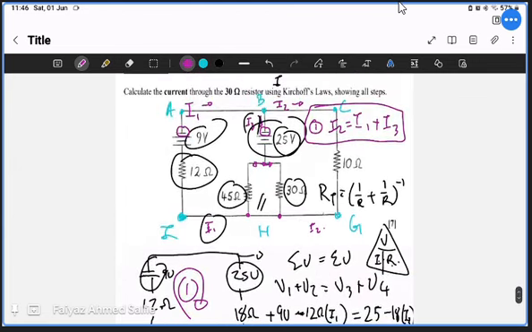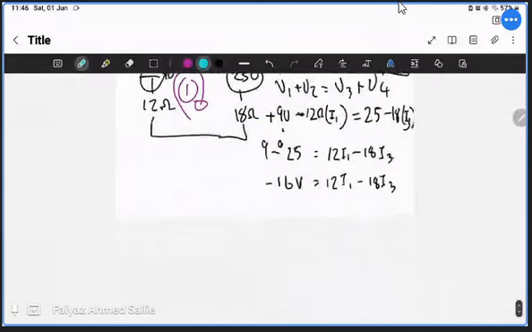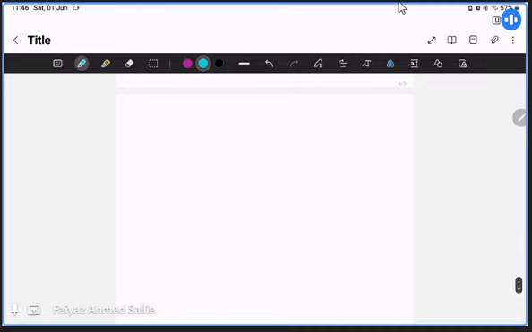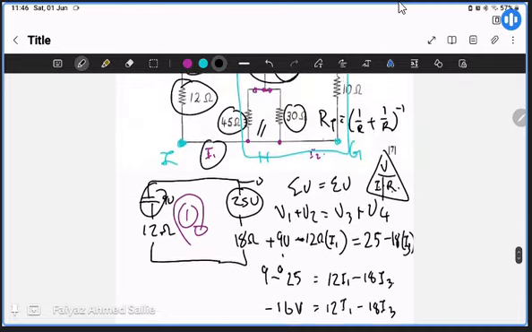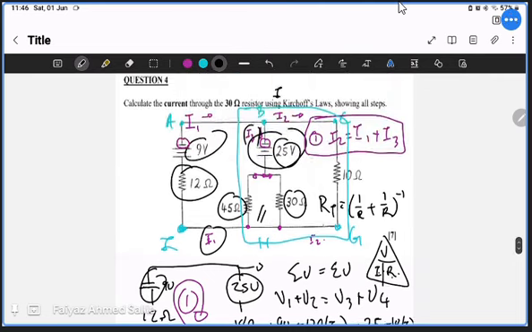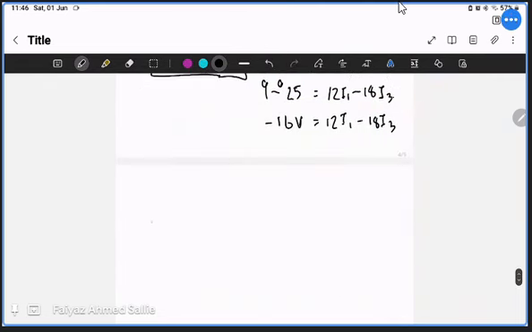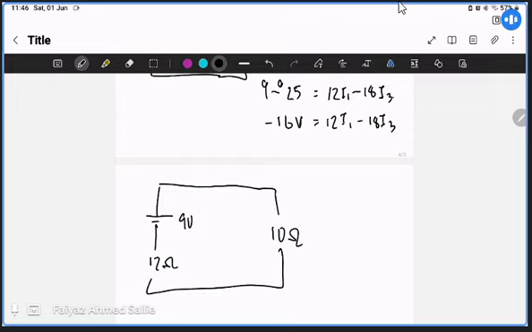Okay. And we can see that this circuit is parallel to this circuit. So the voltage is going to be equal. So next let's move on to the next line. So we solved the small one. So now let's move on to the big one. So the big one is going to be 9 volts, 12 ohms, and then 10 ohms over here and back there.